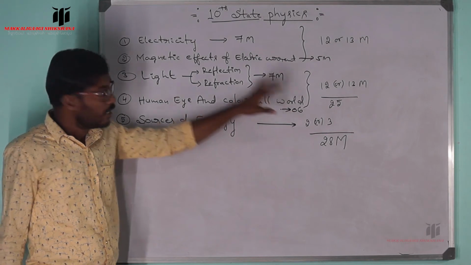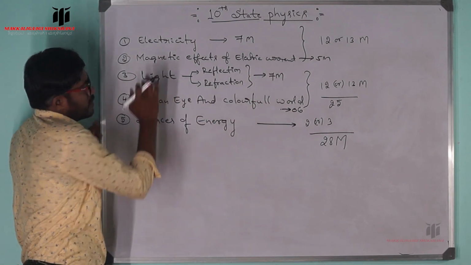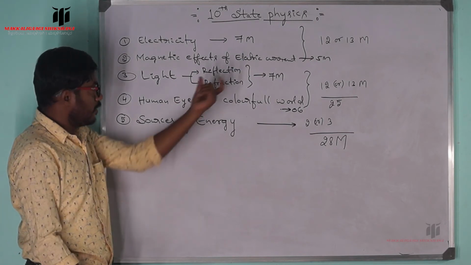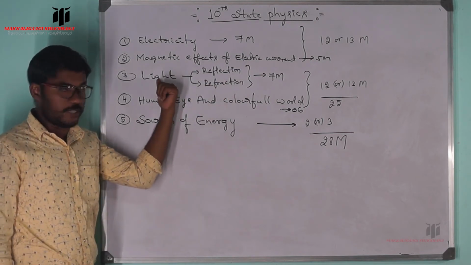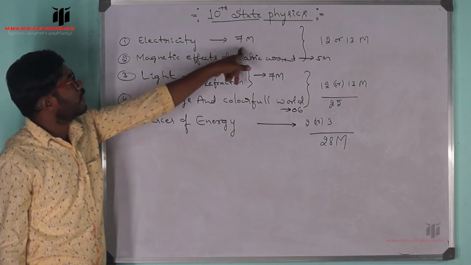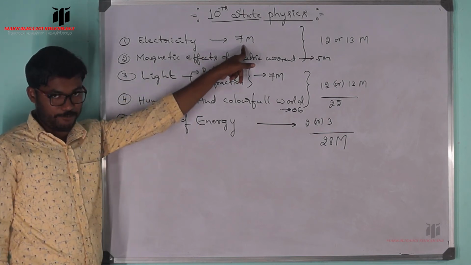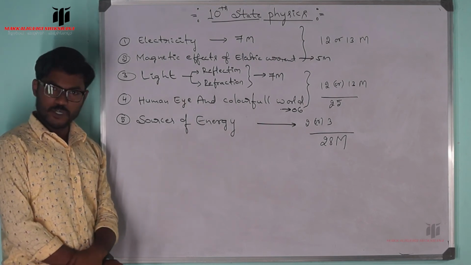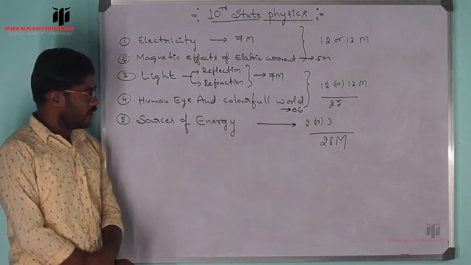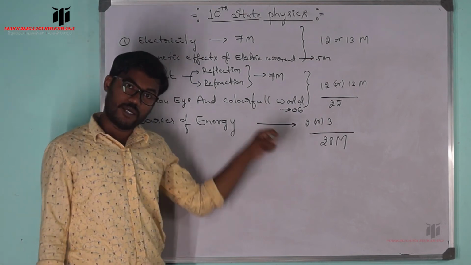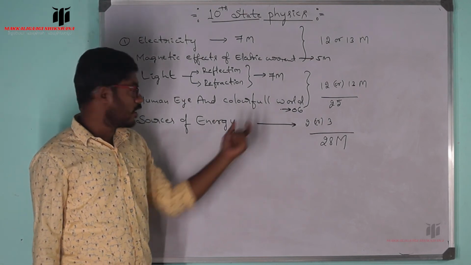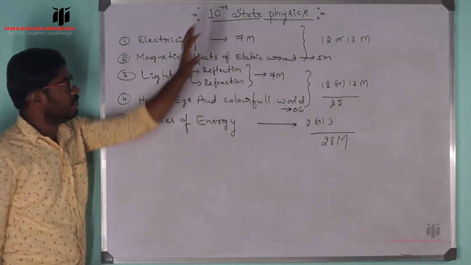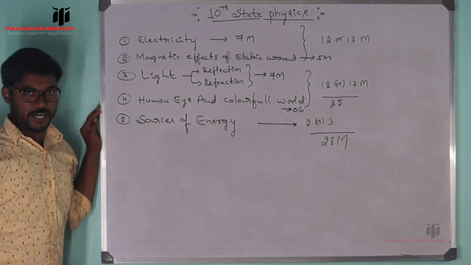Like that we can expect, but they will ask more questions from this light chapter. It contains the numerical questions also. We can expect the numerical question from the light chapter, and also we can expect the numerical question from electricity. So the last one is the sources of energy. So it is completely theory. So they will ask a 2 marks, maybe a multiple choice question, or 2 marks question they will ask. So this is the syllabus of physics of this 10th standard.